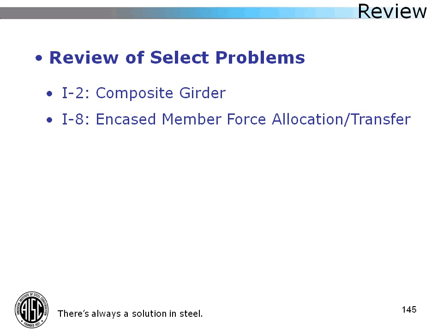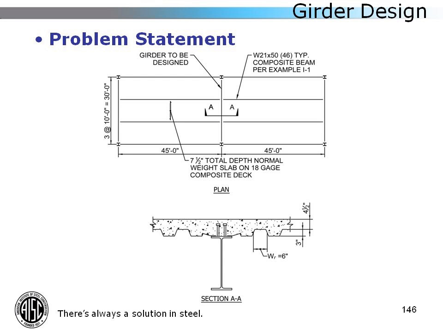So the two different problems we're going to take a look at are, first in depth, this composite girder problem, and then we're just going to briefly touch on I8, an encased member for force allocation and transfer. The problem statement for the girder design problem is a 30 by 45 foot bay. The girder is supporting beams at its third points. We have a 7.5 inch thick slab with 3 inch composite deck, normal weight concrete, and the live load is 100 pounds a square foot. The problem just says design the most economical girder.